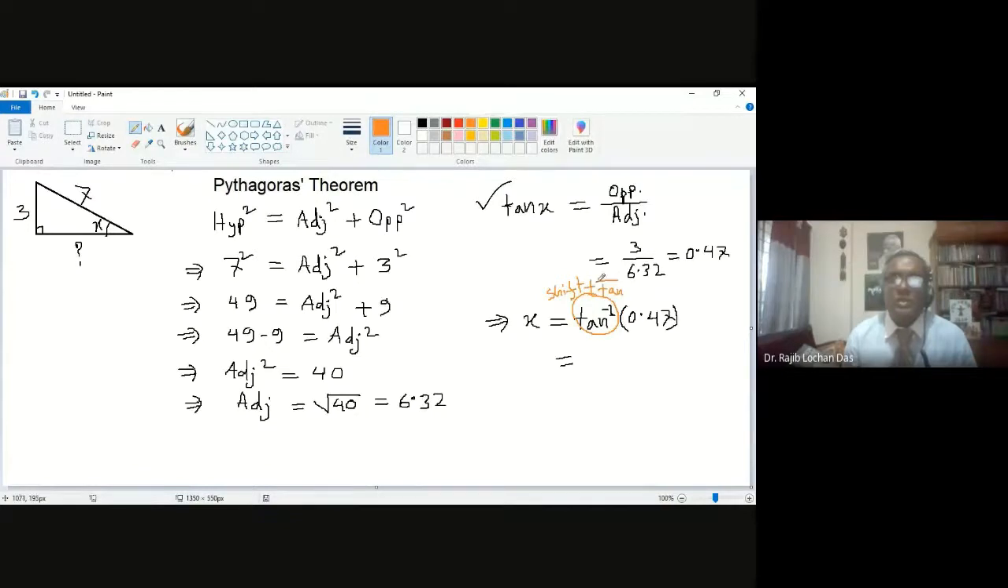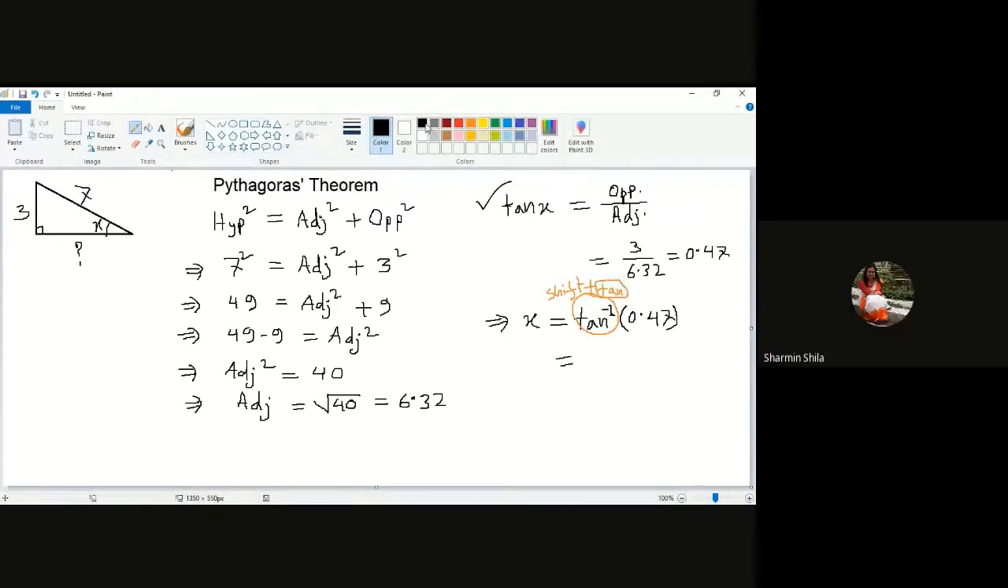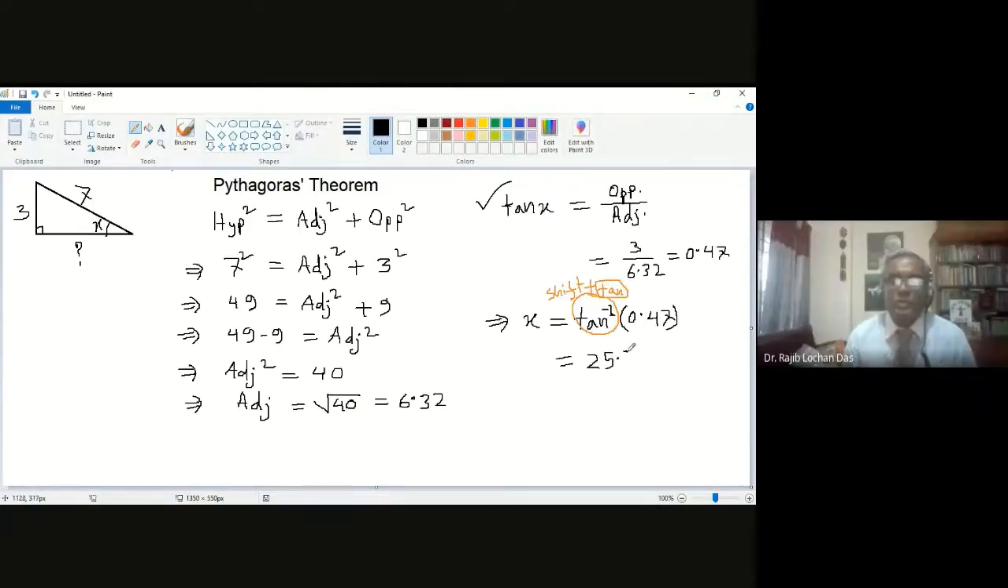So what is the angle you are getting here? 25.17. Okay, so 25.17 degrees. If it is degree in your calculator mode, normally it is degree. Calculator mode default is degree.